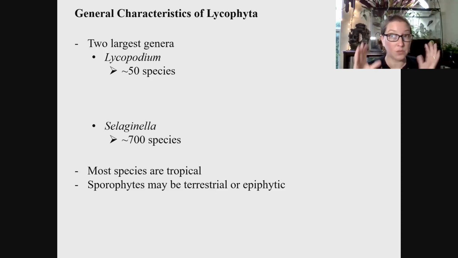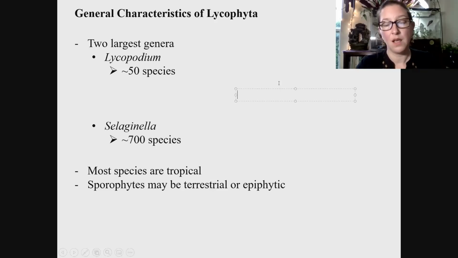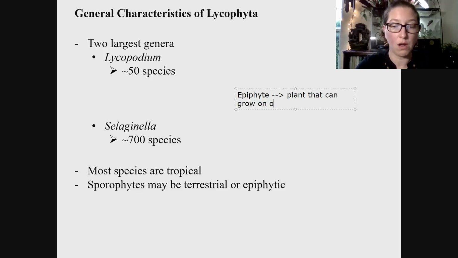And the sporophyte plants, which are dominant because we're in vascular plants, can either be terrestrial, which means growing in the ground, or epiphytic, which means they are epiphytes, which means that they can grow on other plants, which we also came across in the non-vascular plant lecture. I'll just write it here, epiphyte. If you're an epiphyte, it means you're a plant that can grow on other plants, usually trees.